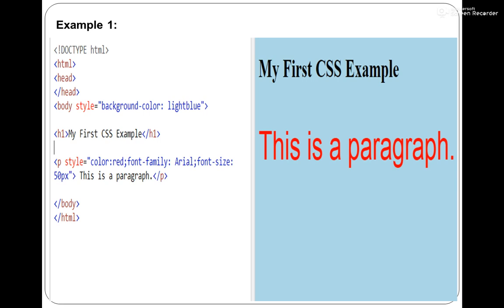This example is related to inline CSS. Again I am repeating, you will get the same output whether you use internal, inline, or external. Only for different conditions you have to use the different ways. What styling is given here: color should be red, font family should be Arial, and font size should be 50 pixels. So the P tag, whatever it encloses, will have all this styling. You can see on the right side this paragraph has come in red color, its font family is Arial, and its font size is 50 pixels, right?